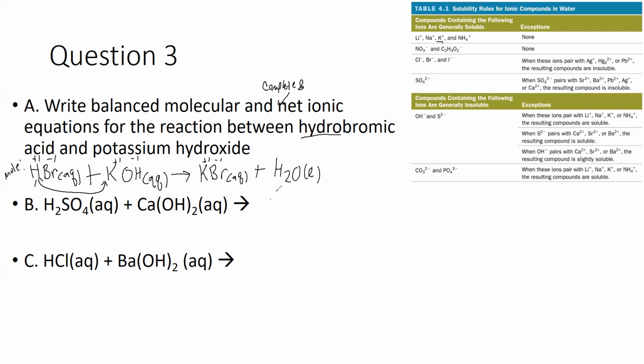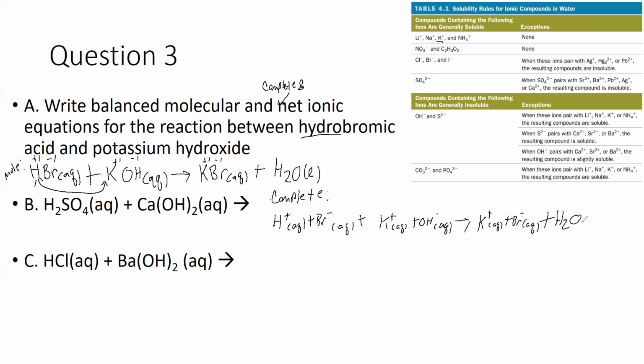Now the complete ionic equation, again, anything that is aqueous, just break apart. Make sure you put the charge. So HBr breaks apart into H plus aqueous, Br minus aqueous, then K plus aqueous plus OH minus aqueous goes to K plus aqueous, Br minus aqueous. Then anything that's a solid, liquid, or gas, you don't break up.